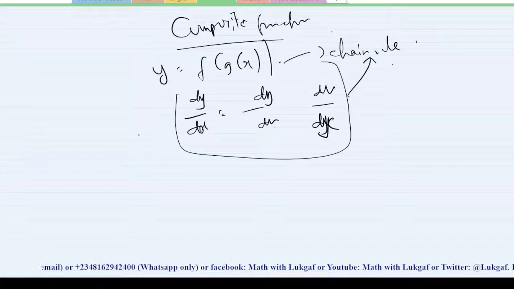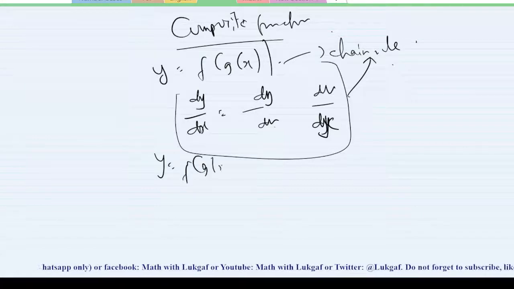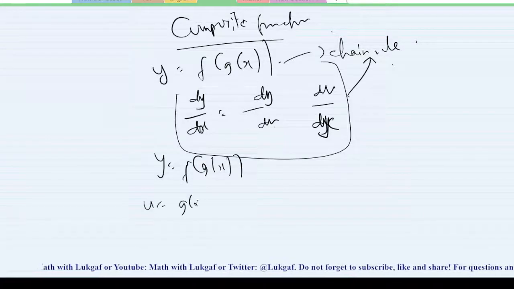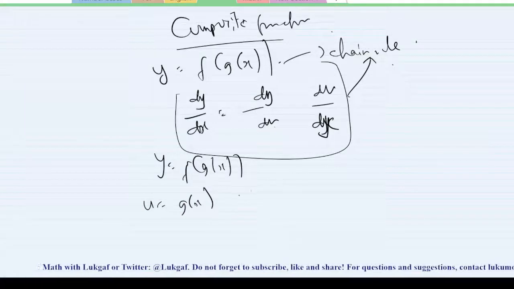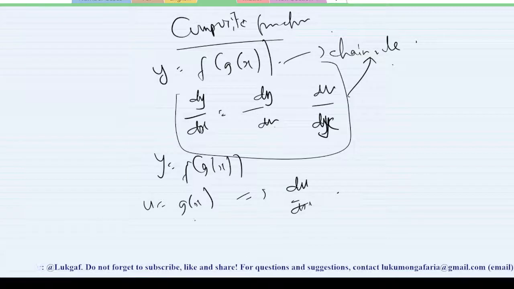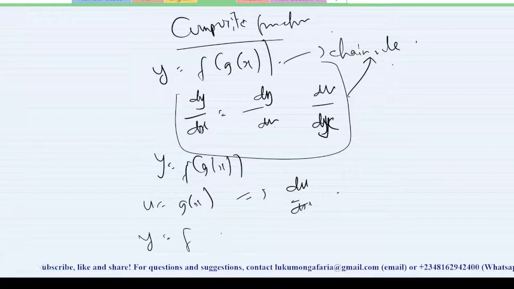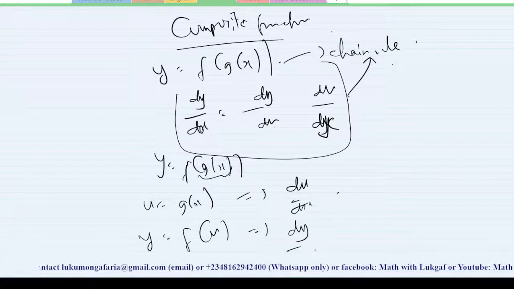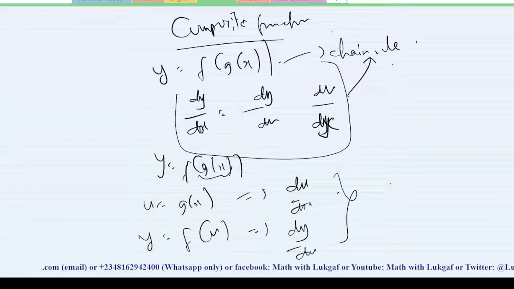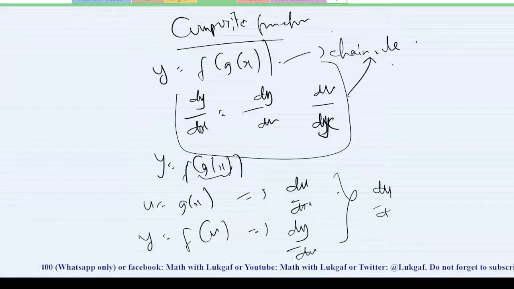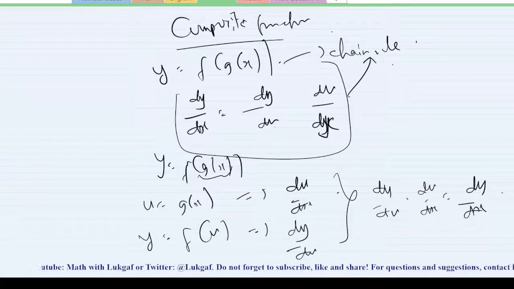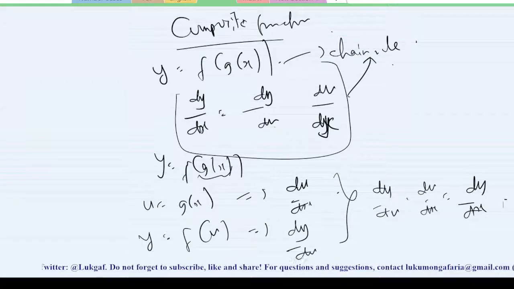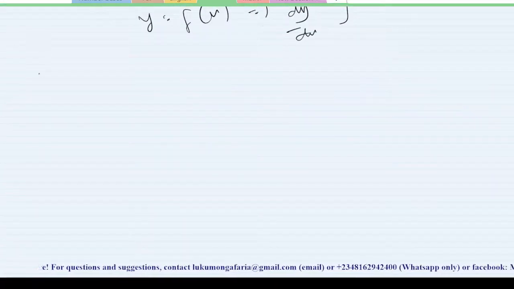And how do we get this? You know you have your y is equal to f of g of x, then you make your u to be g of x. You understand now? From there you can find your du dx, then your y will now be f of u. Since our g of x is made u already, then you are going to find your dy du, then you are going to multiply the two of them together. That is dy du multiplied by du dx. If you check it very well, that will give you dy dx. So if this is clear, let me give you an example to back it up.